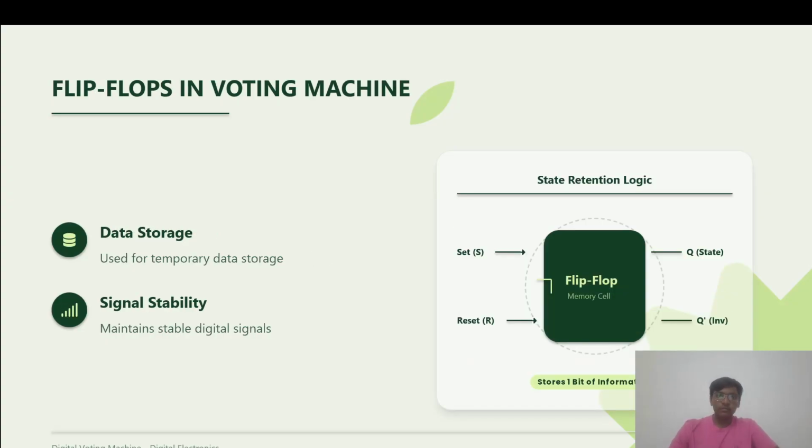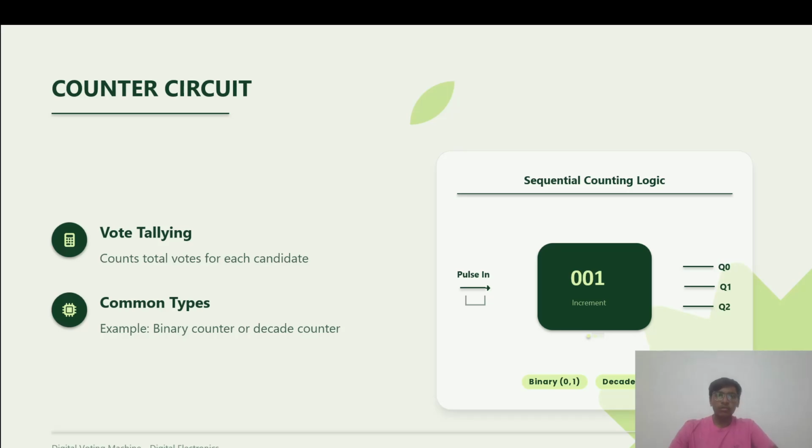Flip-flops in the voting machine. These are used to store the state of the system. They help in holding temporary data, maintaining stable signals, and avoiding fluctuations. Counter circuit. These are very important in this system. Each candidate has a separate counter. Whenever a valid vote is received, the counter increases by 1. These can be binary counters or decade counters. They ensure accurate vote tallying.